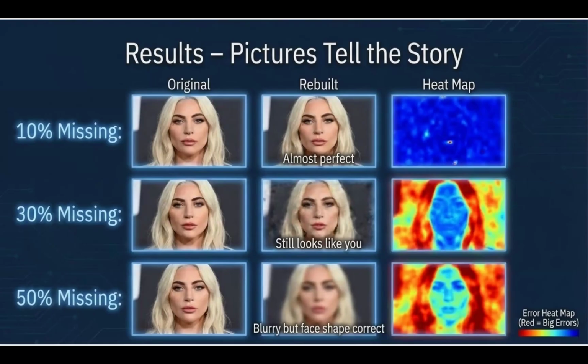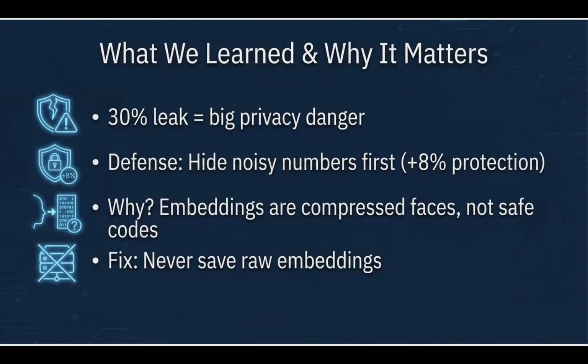We also overlaid heat maps of pixel-wise error. The red areas show where the reconstruction is off. Interestingly, most of the error is in the background, air, or lighting, not the core identity features. Next slide, we'll talk about the defensive results and other attacks.